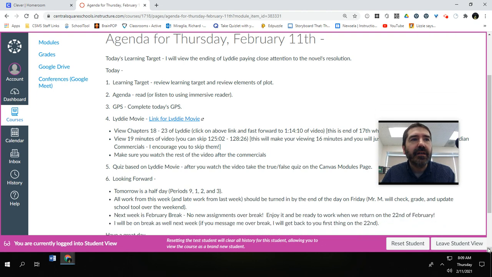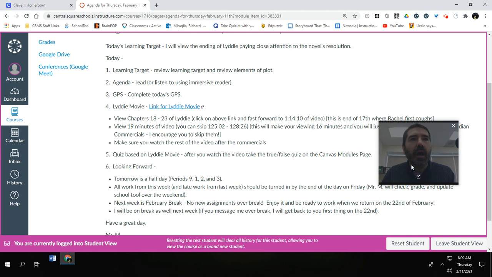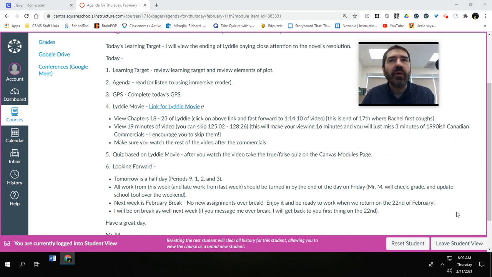Tomorrow is a half day with periods 9, 1, 2, and 3. I'll work from this week, and any late work from last week. You really should have it in by the end of the day tomorrow, so that when I look at assignments over the weekend, I can update School Tool. At this moment, I have more failures than I've had all year long in my ELA classes. Some of you have gotten off to a really slow start. Get your work in so we can change that.